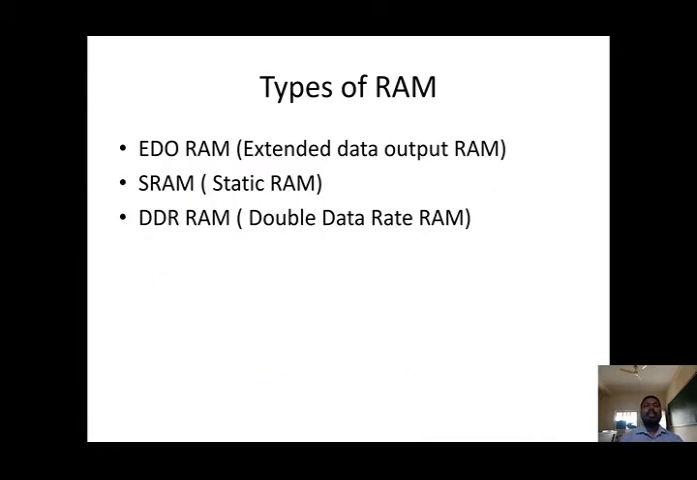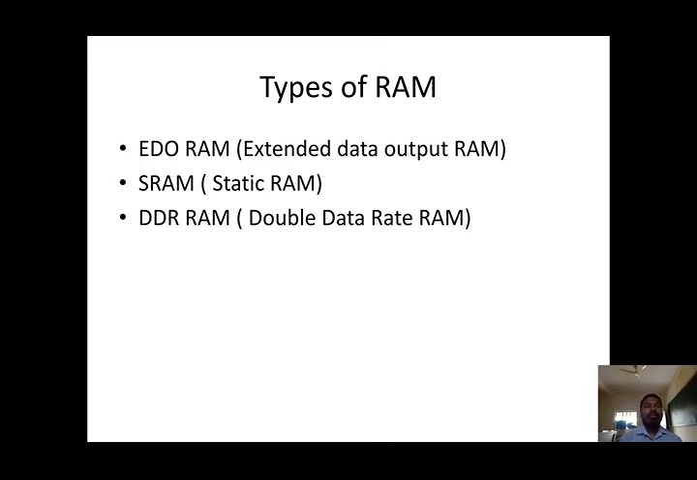We know that there are 3 types of RAM. So, how many types? There are 3 types: EDO RAM, SRAM and DDR. Dear students, between SRAM and DDR RAM, there is another type called SDRAM, which is synchronous dynamic RAM. After static and dynamic RAM, nowadays we are using DDR RAM only.